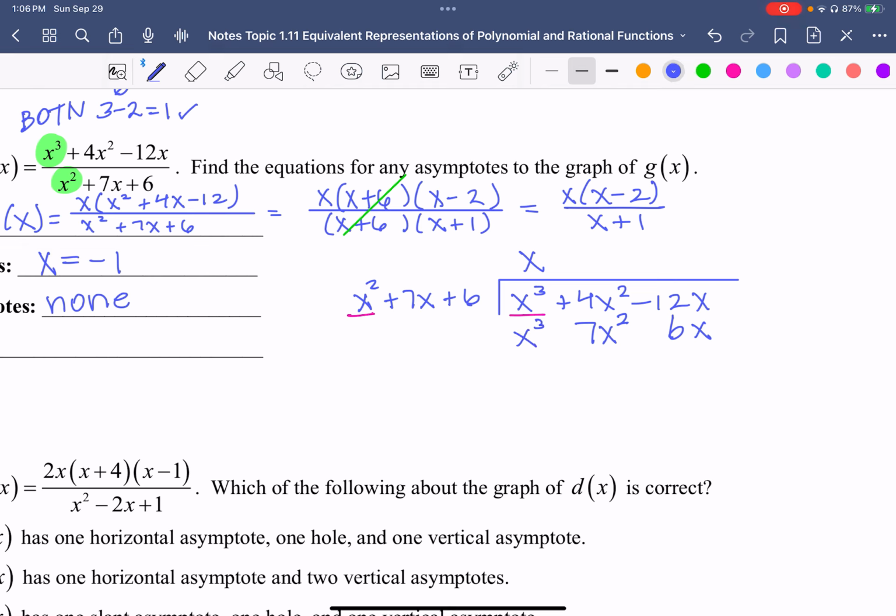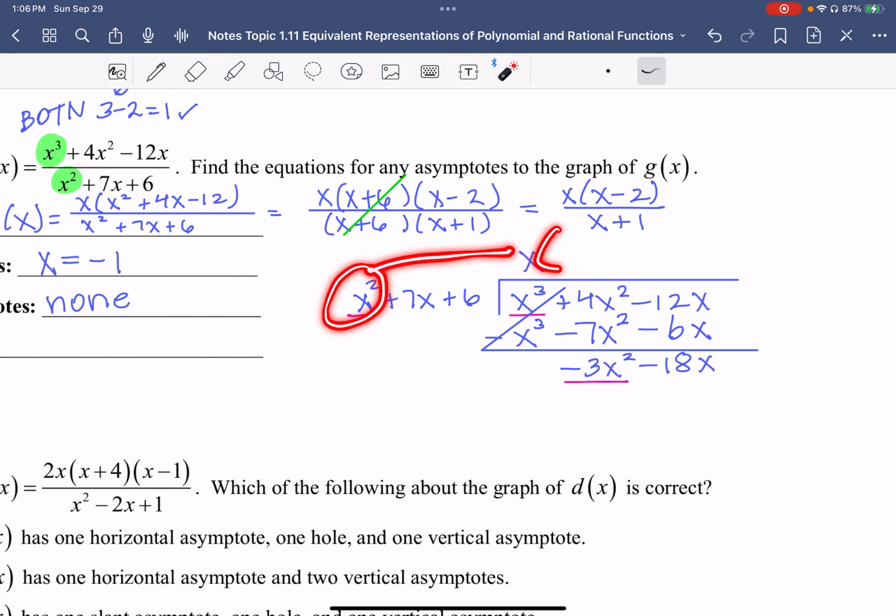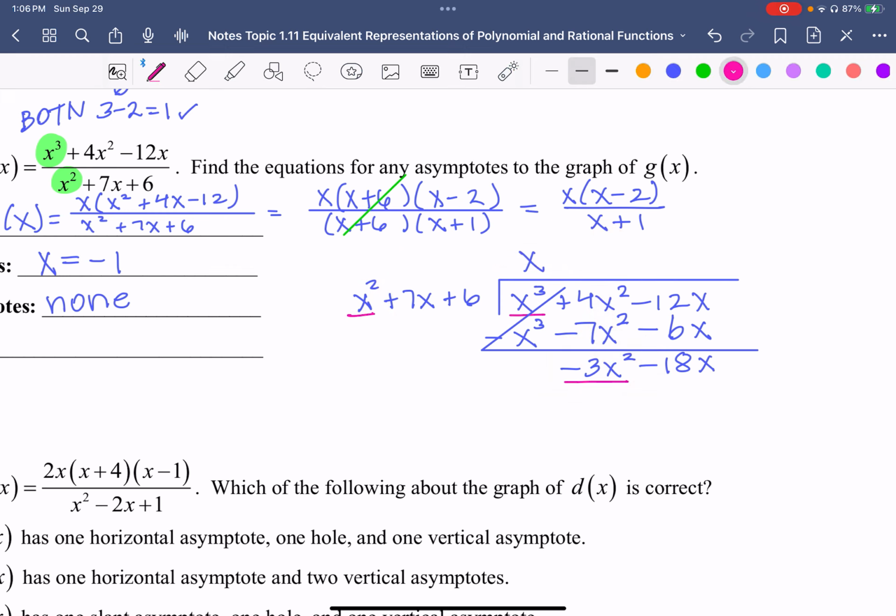Now we change the signs. Now they're all going to be negative. Okay, these two cancel, they equal 0. 4x squared minus 7x squared is negative 3x squared, and this is negative 18x. Okay, now the biggest term is negative 3x squared. So x squared times what gives you negative 3x squared? The only option there would be a negative 3.